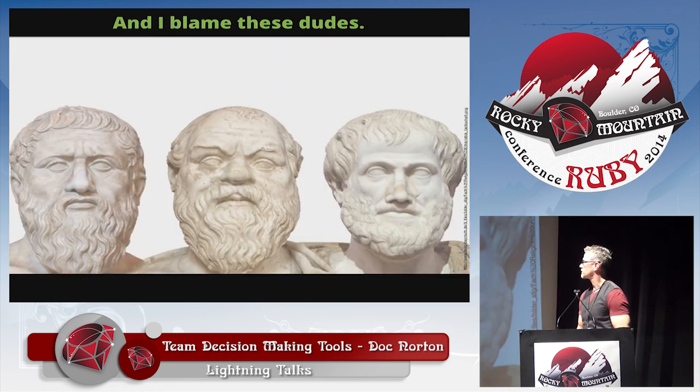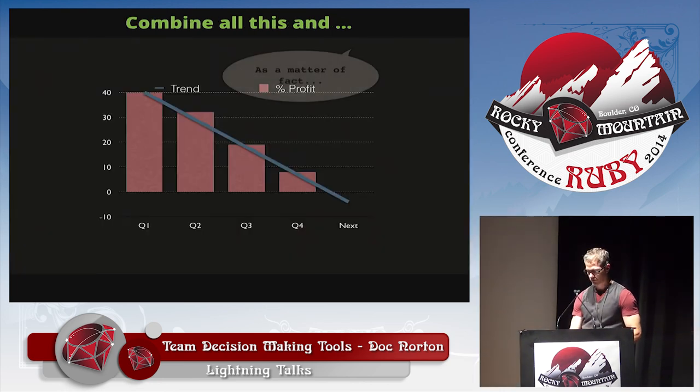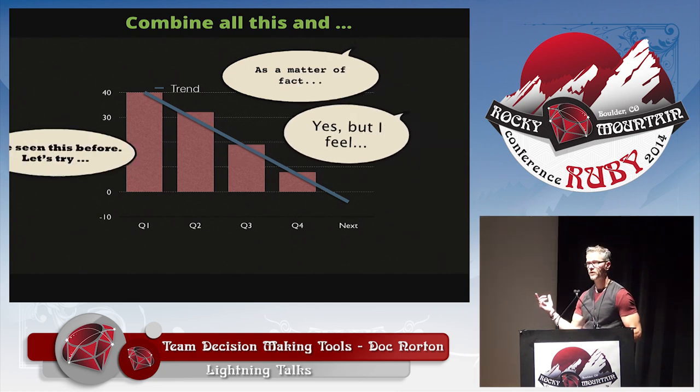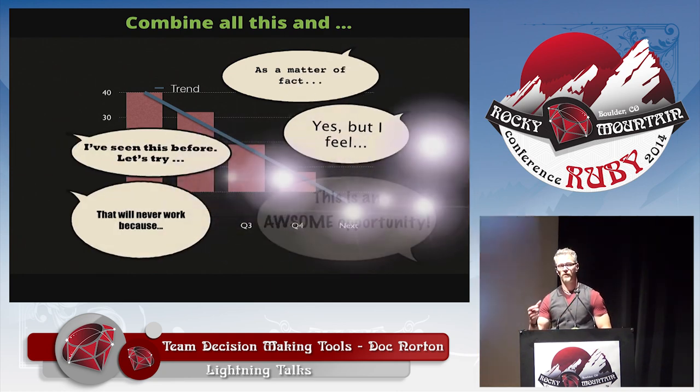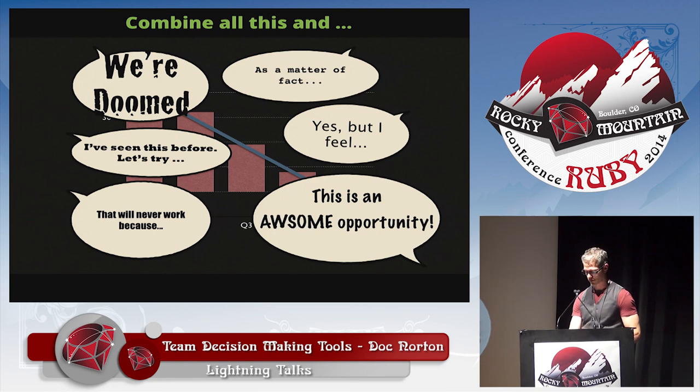And finally, I blame these dudes. These guys taught us that argument is the way that we communicate, right? Back and forth argument. So you combine all this, and what do we get? We get these nasty discussions where people are talking about something, but they're talking about it from completely different perspectives.